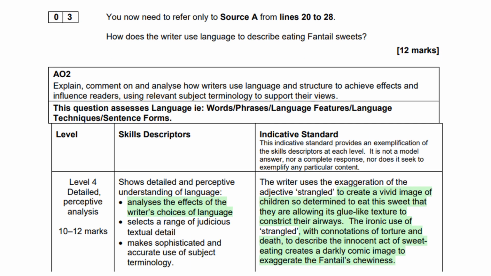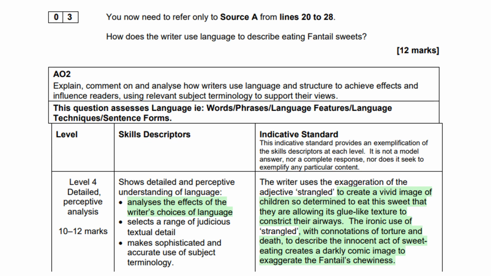Question 3. You now need to refer only to source A from lines 20 to 28. How does the writer use language to describe eating the fantail sweets? Well, let's start with the level 4 top grade answer, which is perceptive. You have to analyse the writer's choices of language in a perceptive manner. So you have to show a deep understanding to get the level 4.